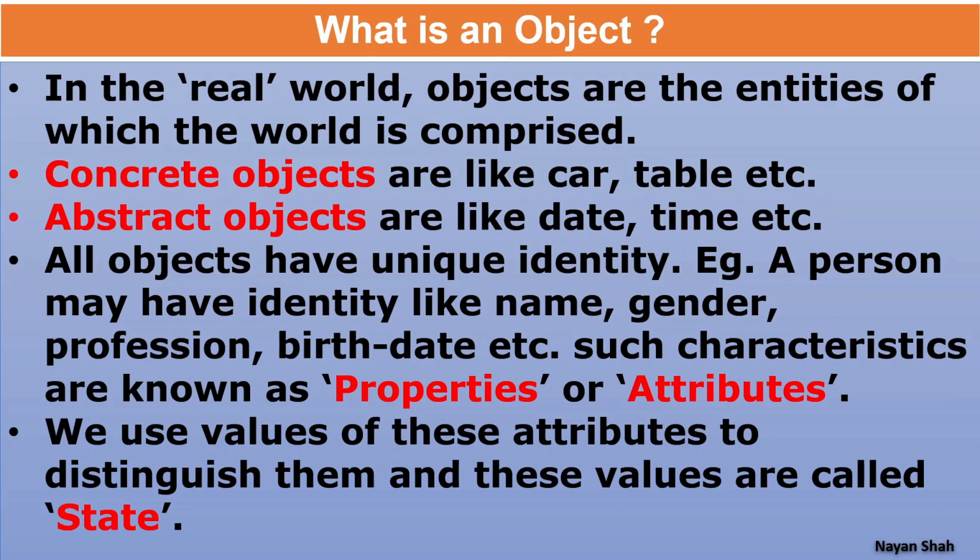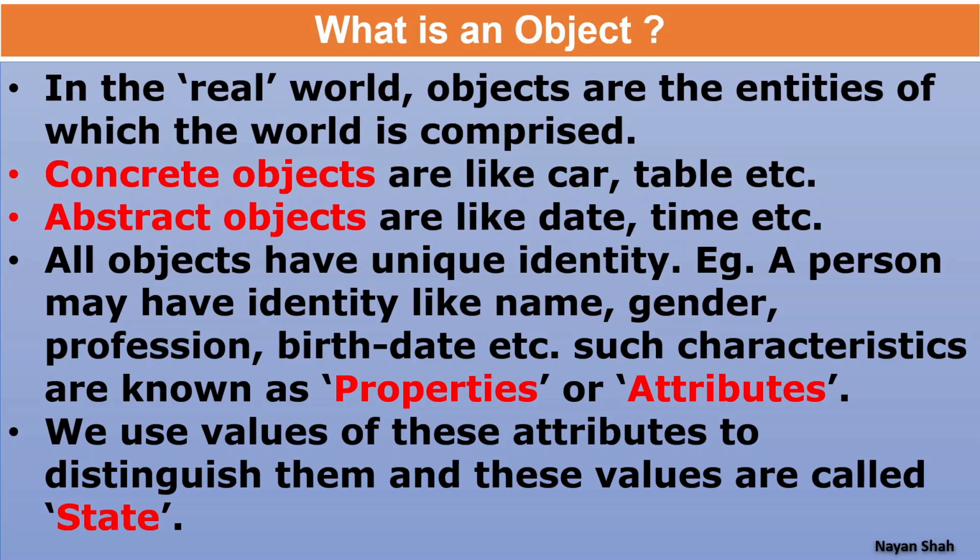But before that, we need to understand what is an object and what is a class. In the real world, objects are the entities of which the world is comprised. There can be two types of objects. Concrete objects, like a car or table, which we can see, touch and feel. And second, abstract objects, like a date, birth date or time, which we can only feel, we cannot touch or see. So two types of object: concrete objects and abstract objects.